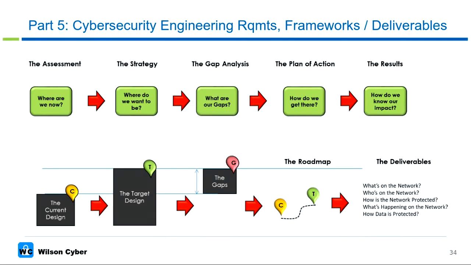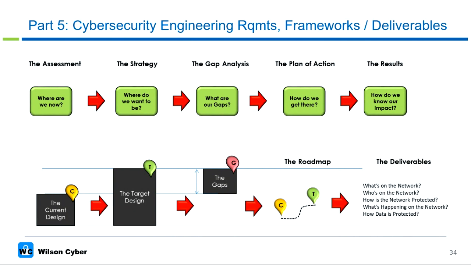So let's look at the requirements, the frameworks, and deliverables and put the whole thing together from an engineering perspective. We start with an assessment: where we are now, the current design. The strategy is where we want to be, the target design. The gap analysis: what are the gaps? CDM definitely provides gaps between the desired state and the current state. The plan of action is how do we get there? Once we know the gaps, we can put together a roadmap to get us from the current state to the desired state. And the results are how do we know our impact?